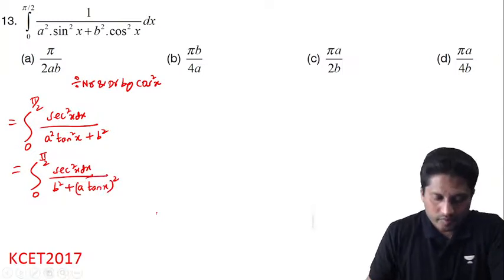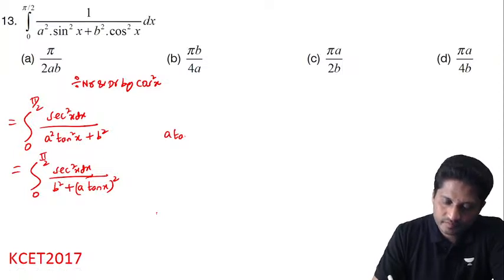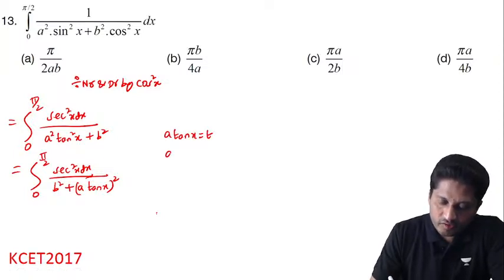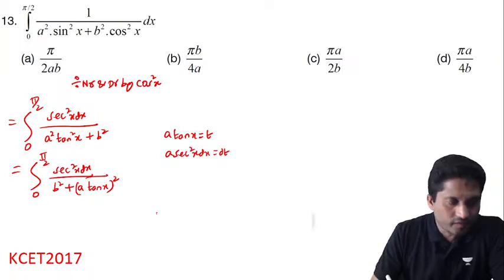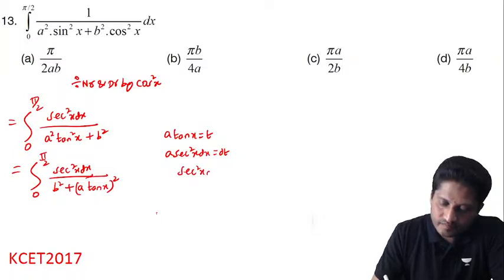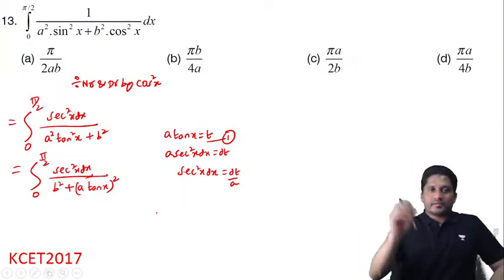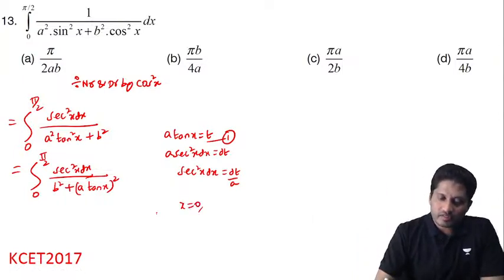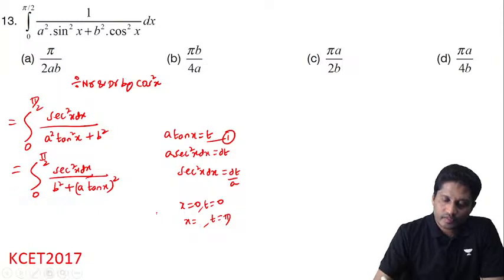Now what I'll do is put a tan x is equal to t. A is a constant. Differentiation of tan x is sec square x dx, so a sec square x dx is equal to dt. And from this I can write sec square x dx is equal to dt by a. Got it? Now whenever you change the variable, the limits will change too. When x is equal to 0, t is equal to 0. When x is equal to pi by 2, t is equal to tan 90, which is infinity.